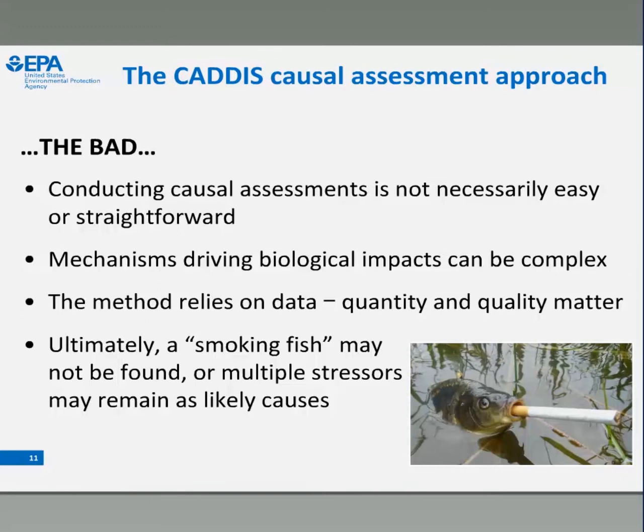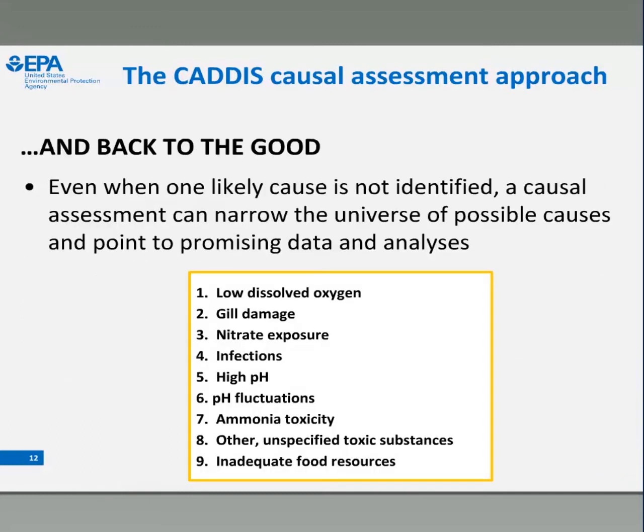Ultimately, causal assessment may not lead you to the smoking fish. You may not be able to identify that clear culprit or clear cause, or multiple stressors may remain as likely causes at the end. But this brings us back to the good part. Even when a single likely cause isn't identified through the causal assessment process, it often narrows the universe of possible causes, which helps point you to promising avenues for new data collection and analyses.